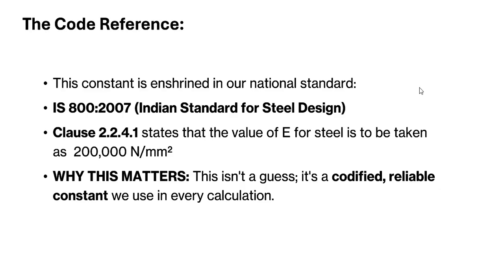For the code reference, this constant is enshrined in our national standard IS 800-2007, Indian Standard for Steel Design. Clause 2.2.4.1 states that the value of E for steel is taken as 2 lakhs Newton per mm square. Why this matters? This is not a guess, it is a codified, reliable constant we use in every calculation.